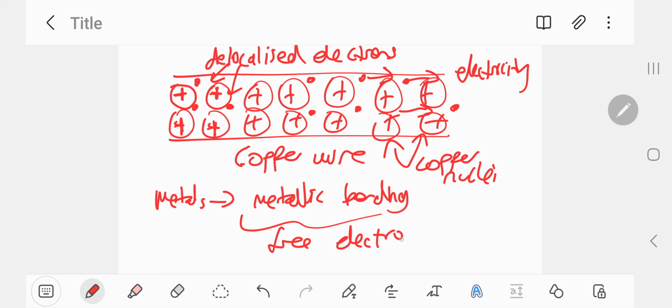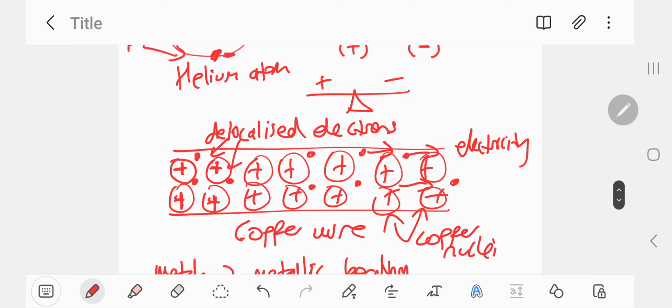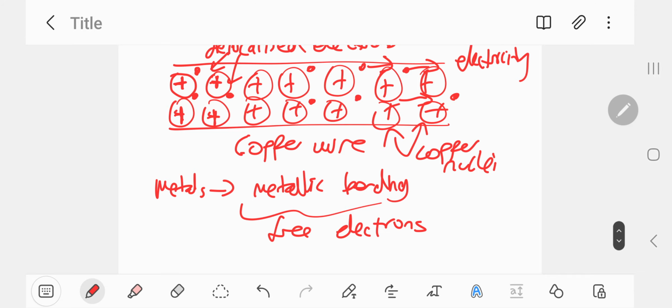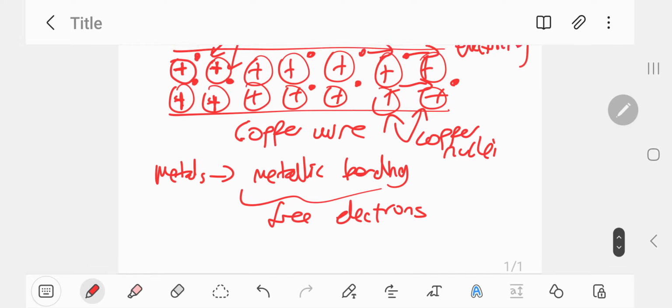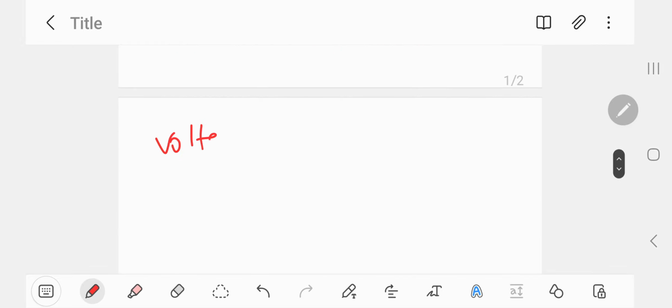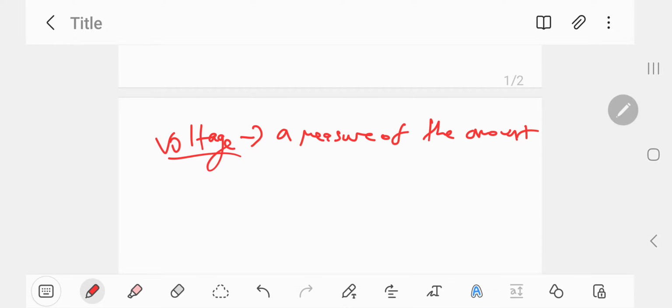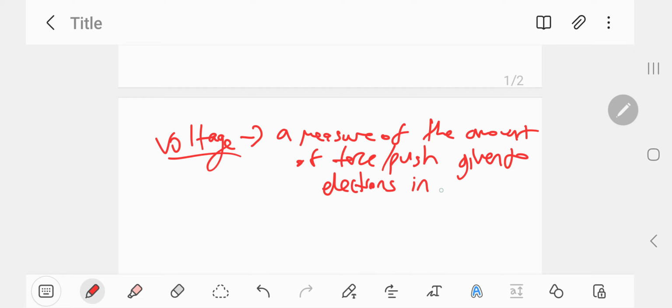This is the basics of electricity, what it is. So let me now get into the nitty-gritty of voltage, current, and resistance. I'll start off with voltage. What is voltage? Well, you can think of voltage like a force, a push given to electrons in a wire. It's a measure of the amount of force, or push, given to electrons in, let's make it more generalized, in a conductor.